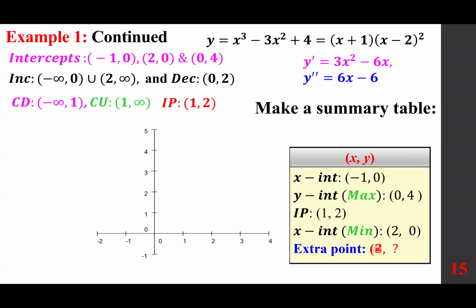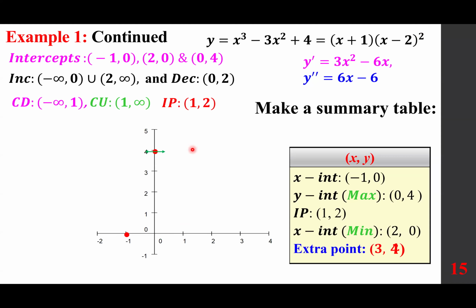So if I plug in 3, it's easier here. 3 plus 1 is 4. 3 minus 2 is 1, squared is 1. So just 4. So we are going to locate each and every pair. (Minus 1, 0) is here. (0, 4) is here. (1, 2): 1 to the right, 2 up is roughly here.